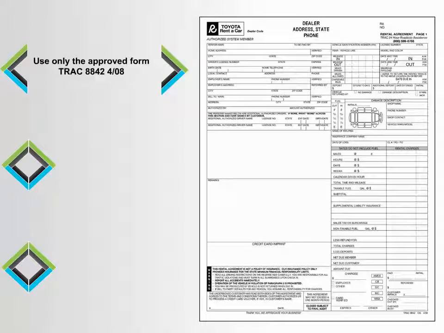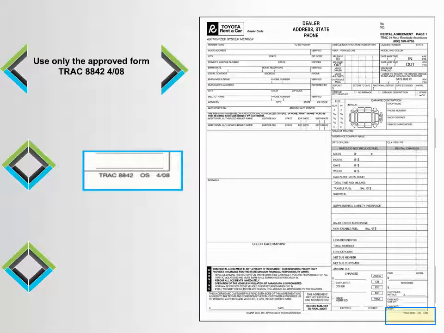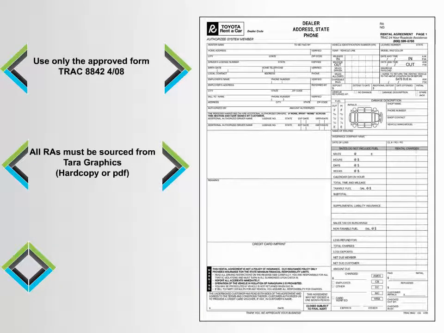All Trac rental transactions must be conducted on the approved rental agreement form, the Trac 8842 form, with an April 2008 edition date. Any deviation from this form must be pre-approved by TMS Trac Management before it can be used in your rental department. Unless otherwise pre-approved, all Trac rental agreements must be sourced or obtained from Terra Graphics.